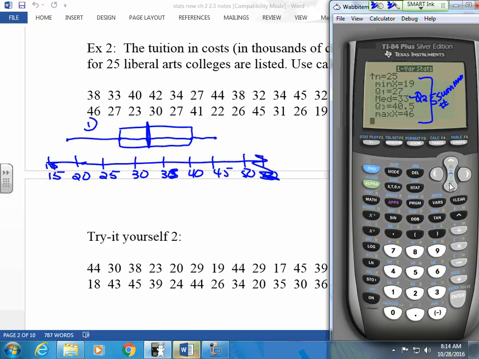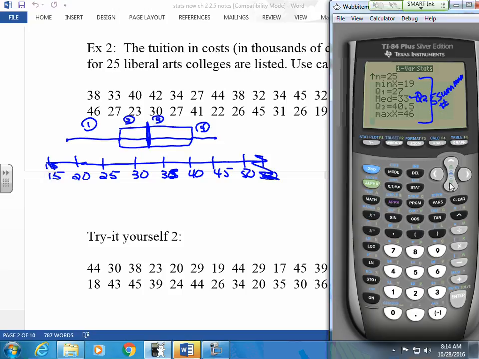So if this is quartile 1, this is 2, this is 3, this is 4. Which one has the least amount of variability? Which of those sections is the closest, is the shortest? 2 or 4, right? 2 or 4 is the shortest section.